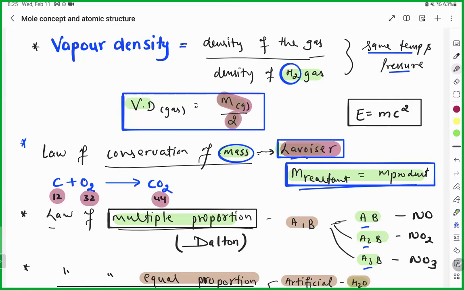What is law of multiple proportion given by Dalton?